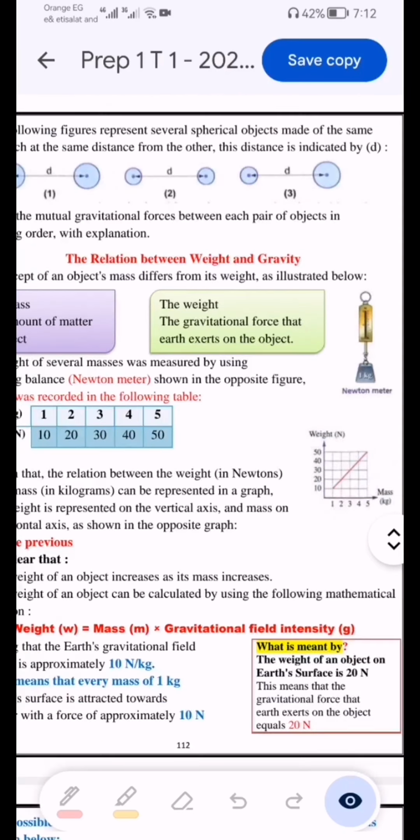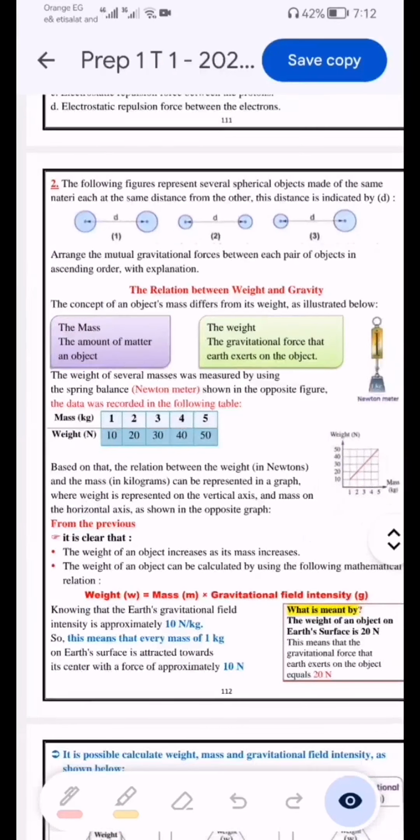So what is the difference between mass and weight? Mass is the amount of matter of an object, and weight is a gravitational force that affects or exerts on the object, okay? And the weight is measured by a tool called spring balance or Newton meter. Spring balance or Newton meter, but mass is measured by balance or scale. Look at this figure.